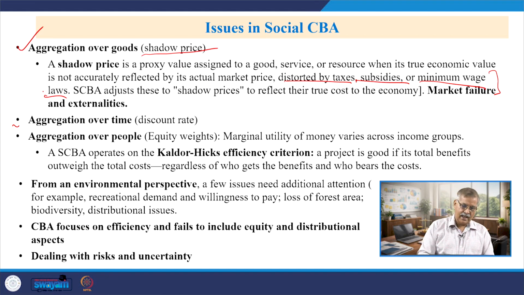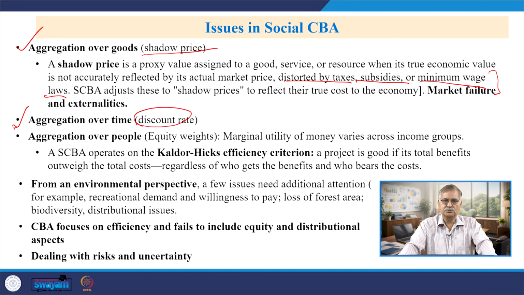The second issue is aggregating over time. As I discussed earlier, the benefits and costs of infrastructure projects will be received by the society over a longer time. So, how to aggregate future costs and future benefits and convert them to present value is also a big challenge in social cost benefit analysis. In this case, a discount rate is used to discount the future cost and benefit of the project, and how this discount rate is determined depends upon many factors.